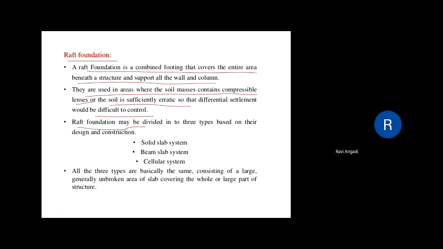A raft foundation may be divided into three types based on the design and construction. They are the solid slab system, beam slab system, and cellular system. All the three types are basically the same, consisting of a large, generally unbroken area of slab covering the whole or a large part of the structure.